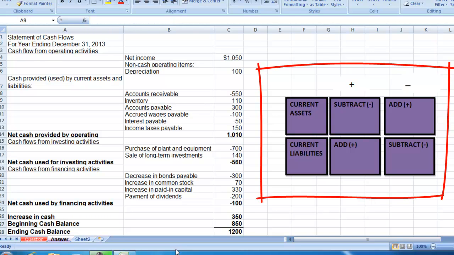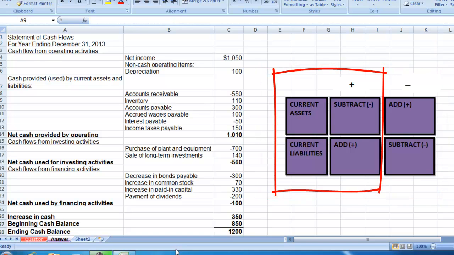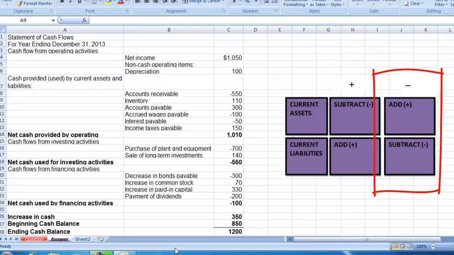Here is a quick reference when dealing with current assets and current liabilities. An increase in current assets would be subtracted from operating activities, whereas an increase in current liabilities would be added. A decrease in current assets would be added to operating activities, whereas a decrease in current liabilities would be subtracted.